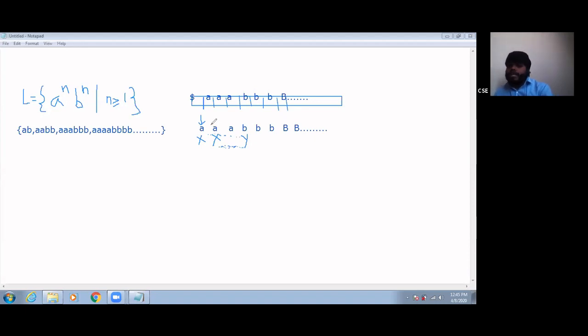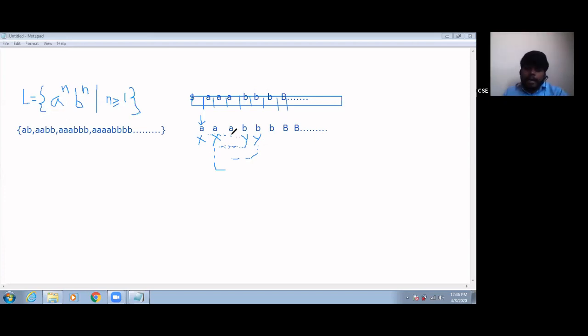For the second A, I am seeing the second B. Whenever this B is encountered, I replace B with Y. And again I have to move left hand side. While moving left, any number of Y's you may encounter, you simply move left. Any number of A's, you move left. Like this, you encounter X. Whenever X is encountered, you need to move right hand side again.